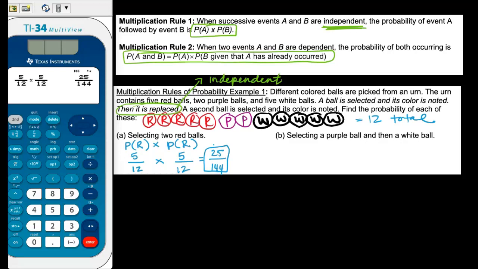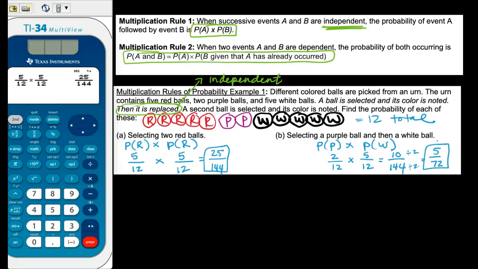And then the second question, selecting a purple ball and then a white. So we're going to find the probability of purple times the probability of white. There are 2 purples, so 2 out of 12 chance of picking purple, and there are 5 whites, so 5 out of 12 chance of picking white, and so we multiply straight across. So we get 10 on the top, 144 on the bottom, and then we can divide both by 2 and get 5 out of 72, and that's the probability. And remember, you can always use your calculator to help you reduce too.